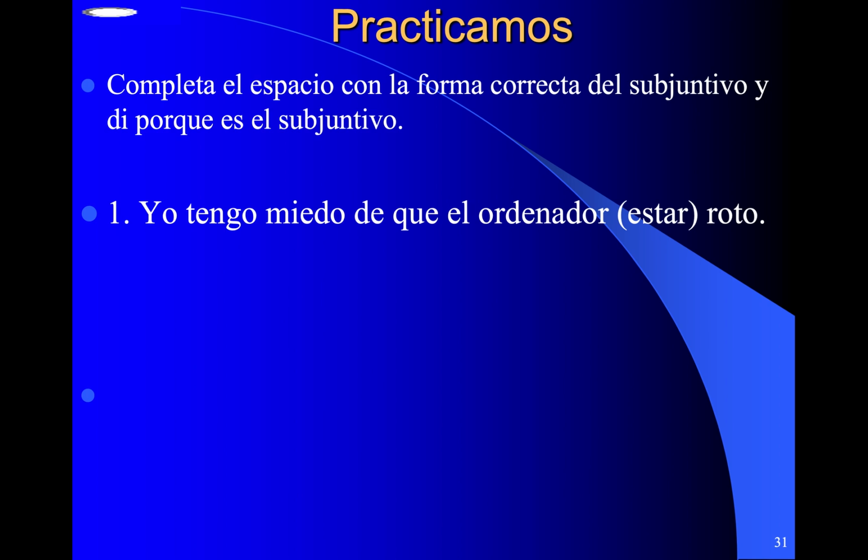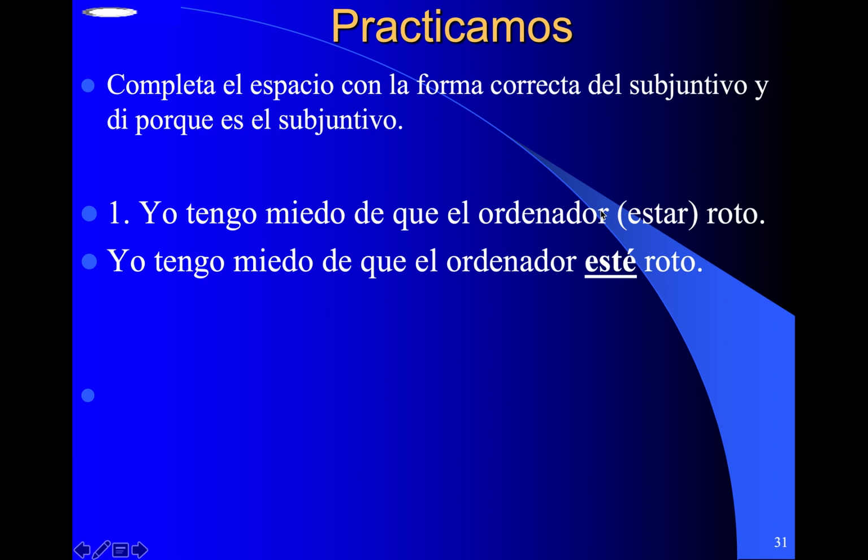Yo tengo miedo de que el ordenador estar roto. So let's start with conjugating estar in the present subjunctive. Remember, go to the yo. Oh, wait, this one is a dish. We don't go to the yo. It's one of the completely irregulars. Our subject is ordenador. So the answer would be, yo tengo miedo de que el ordenador esté roto.